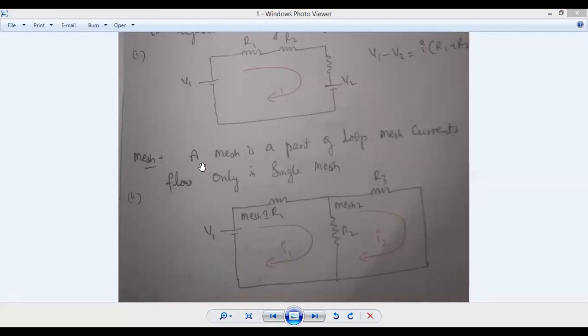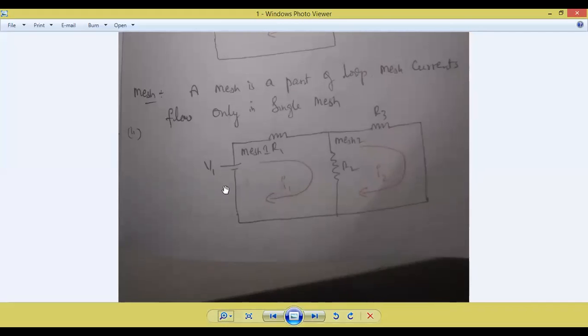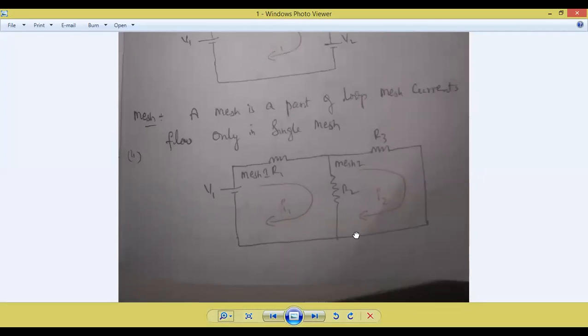Okay. A mesh is a part of loop. Simple language. Now once again I am telling you, nobody will ask you to define mesh. Okay, a mesh is a part of loop. Mesh currents. Now once again, what are mesh currents? Are mesh currents really flowing? No. Mesh currents are imaginary currents. Once again, mesh currents flow only in a single mesh. That means now you see the next type of circuit, all of you. Now you are able to see. Now this is the loop.